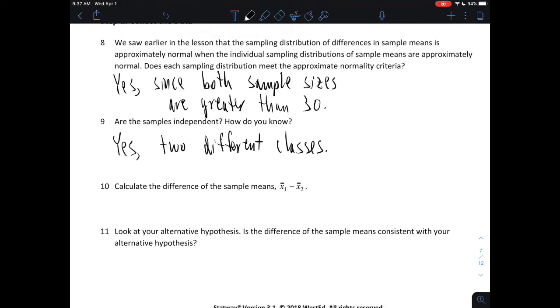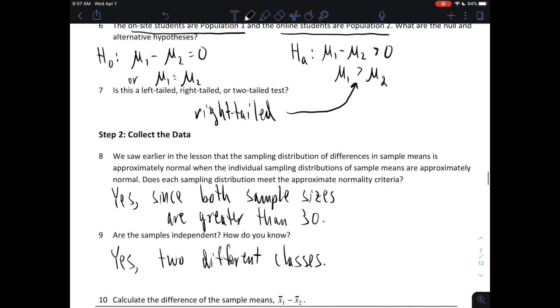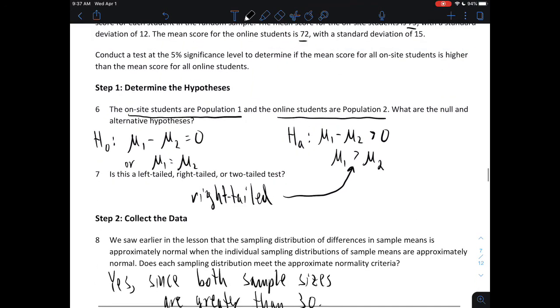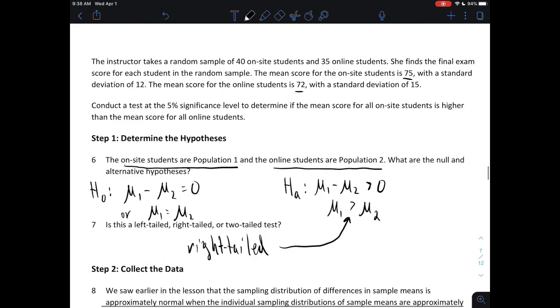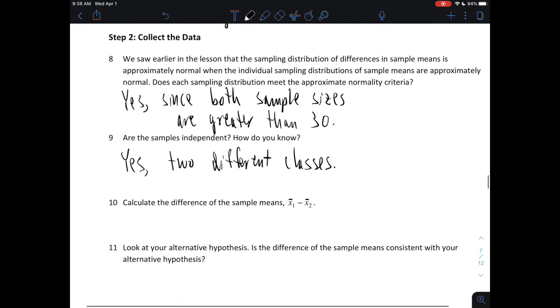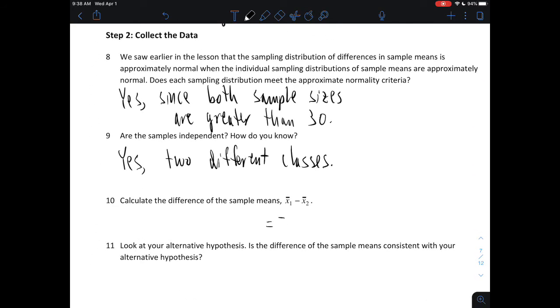Number 10, calculate the difference of the sample means. So notice here we were already given the sample means. We need to take the mean for sample 1, and that would come from the on-site students. So the mean score for on-site students is 75. The mean score for online students was 72, and that difference is 3.